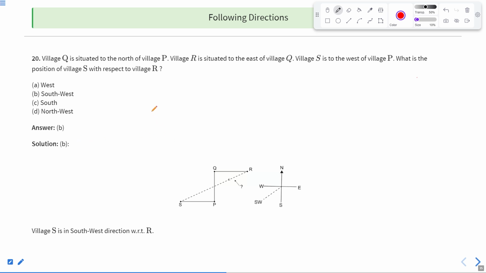Next question. Q is situated to the north of P. This is Q. This is to the north of P. R is situated to the east of Q. S is to the west of P. ठीक है.